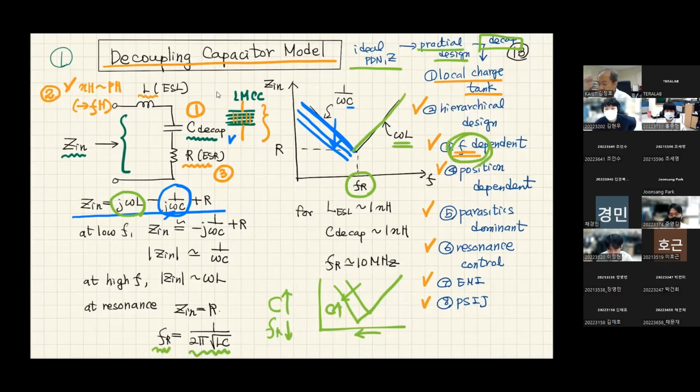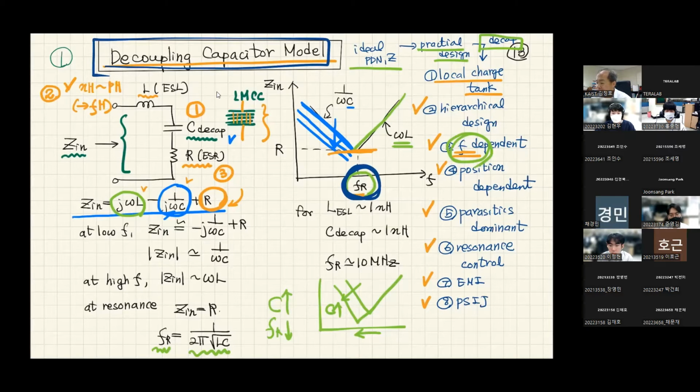And at the resonance frequency, there will be a minimum, R, which is the equivalent series resistance. At resonance, the inductive impedance and capacitive impedance cancel out each other, and so the only remaining element is resistance. That means your decoupling capacitor is very efficient. Your decoupling capacitor is very, very efficient near resonance frequencies.